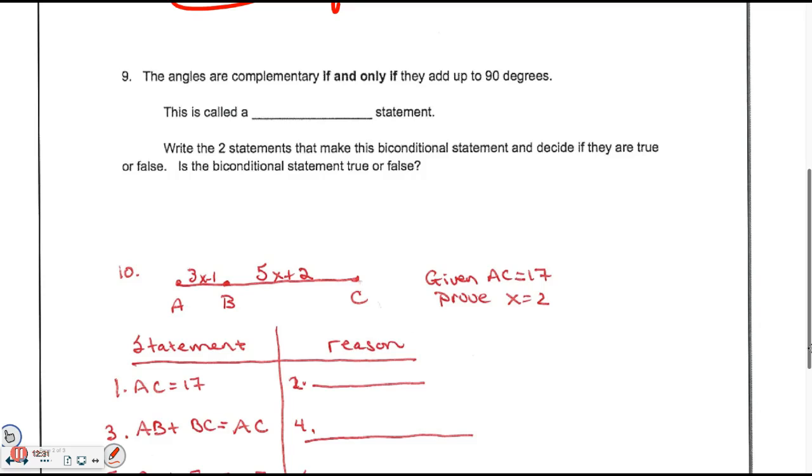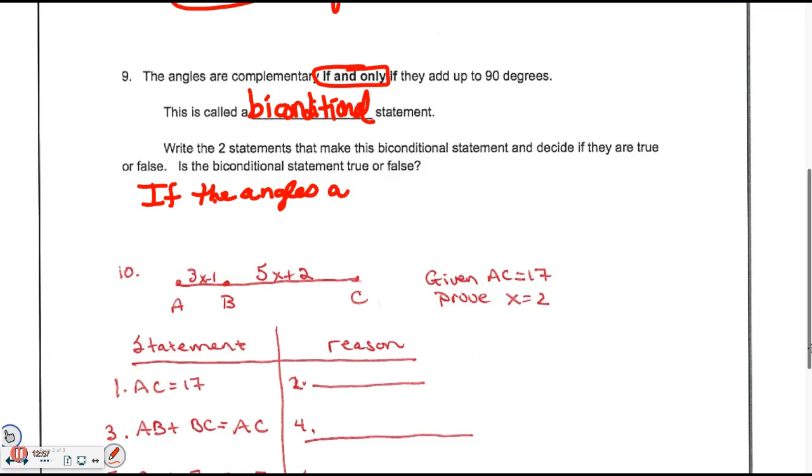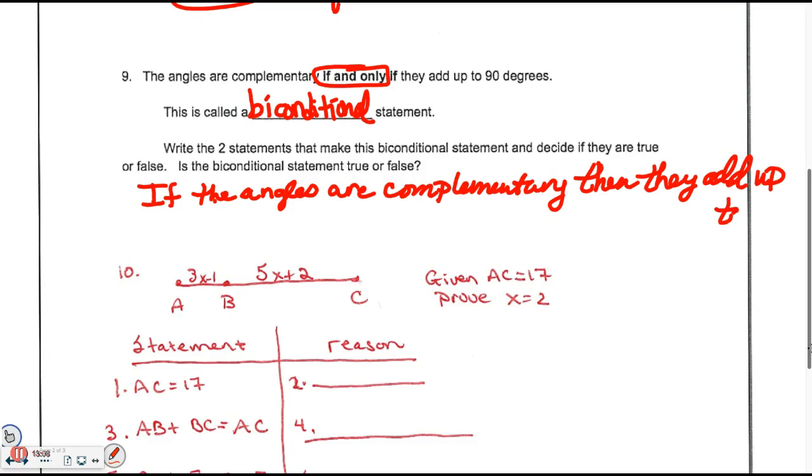The angles are complementary if and only if they add up to 90 degrees. Here's that phrase, if and only if. We should have on our note card that that's a biconditional statement. Okay. Write the two statements that make the biconditional. So it's got two things. It's this: if the angles are complementary, then they add up to 90 degrees. Now we switch it.